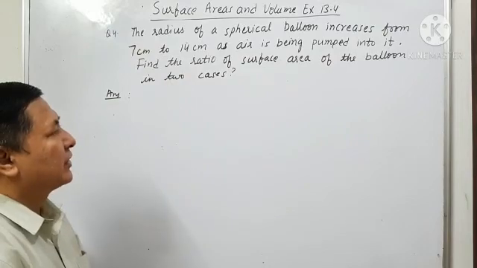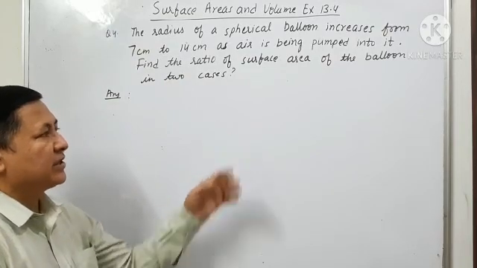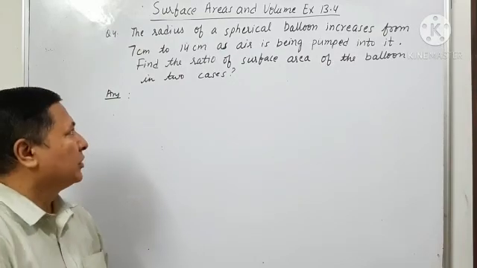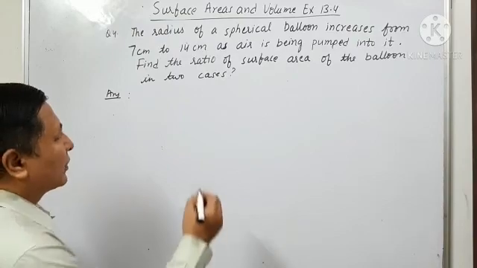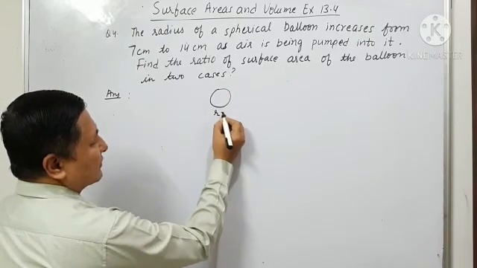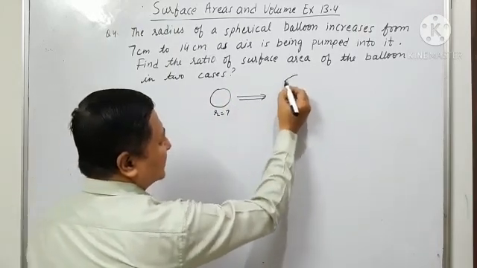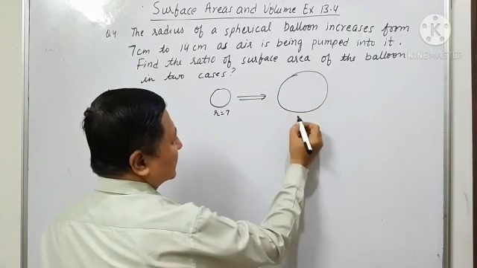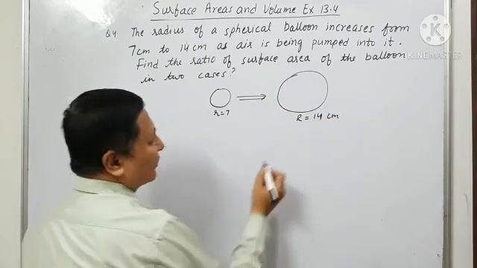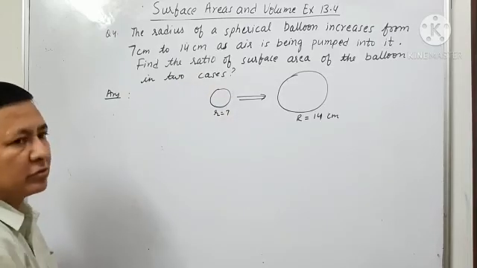Now let us solve question number 4. The radius of a spherical balloon increases from 7 centimeter to 14 centimeter as air is being pumped into it. Find the ratio of the surface area of the balloon in the two cases. Now in this question there is a balloon having radius 7 centimeter, and air is pumped into it, so it becomes bigger in size, having radius 14 centimeter. And we have to find the ratio of the surface area of the balloon in the two cases.